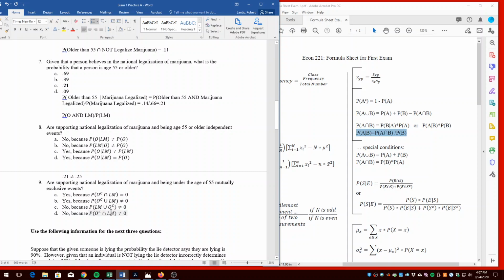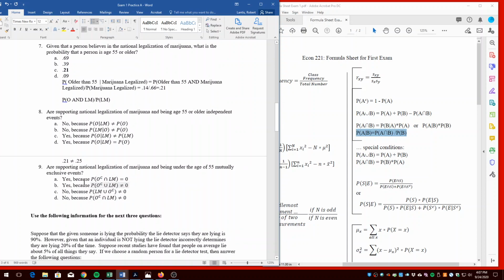Final question in this set we have here is, are supporting national legalization of marijuana and being under the age of 55 mutually exclusive events? Well, if we look here at the possible answers, the actual definition of being mutually exclusive is that the intersection is zero, or that these events can't happen at the same time. So this is where we had two circles that didn't overlap. So if we want mutually exclusive events, the only answers that make sense would be yes, they're mutually exclusive because the intersection is zero, or no, they're not because the intersection is not equal to zero.